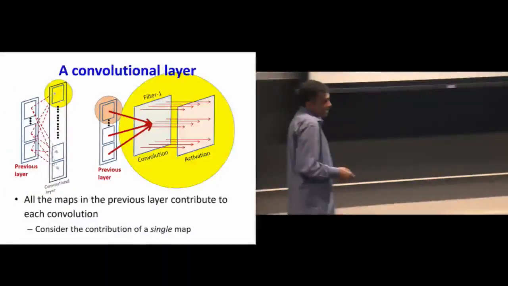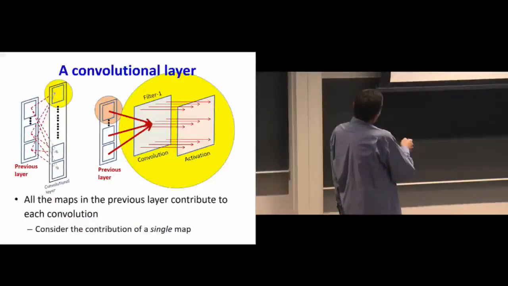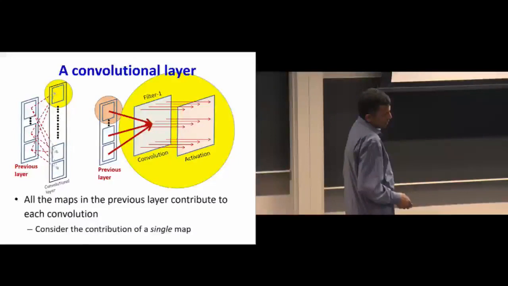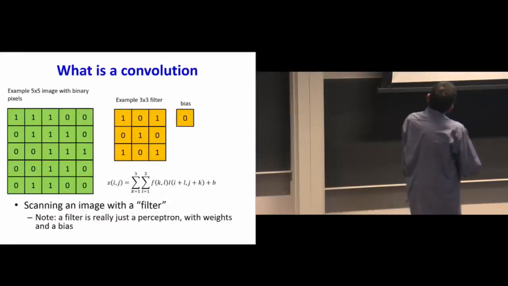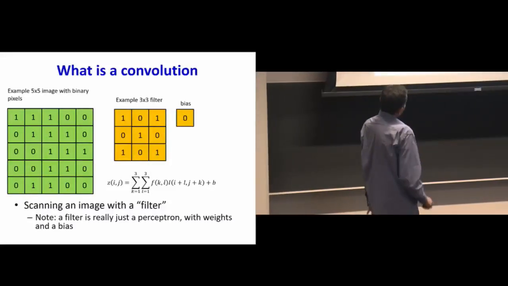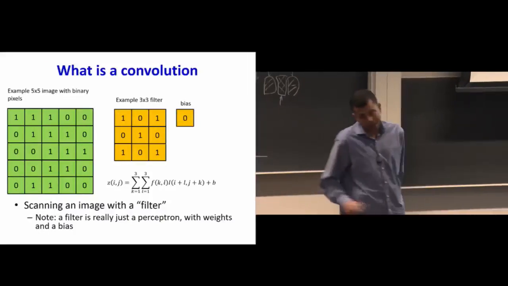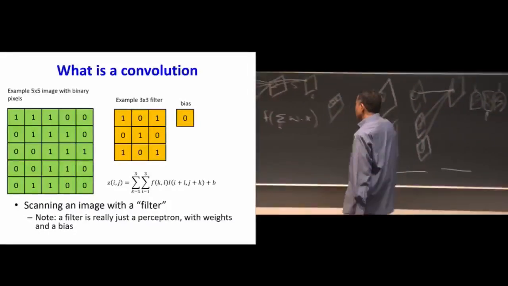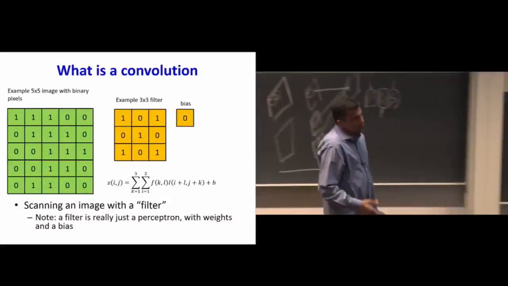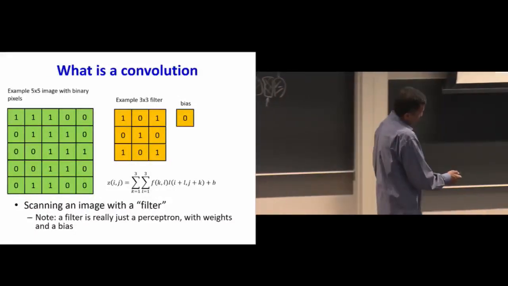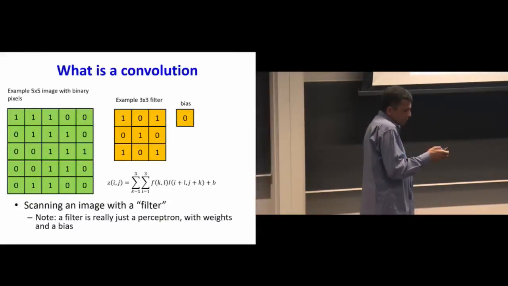Just to give you an idea, let's look at what this one term actually contributes to the overall computation. Let's say I have a 5x5 image with binary pixel values. And this filter, let's assume that this term is 3x3. And you also always have a bias term, right?